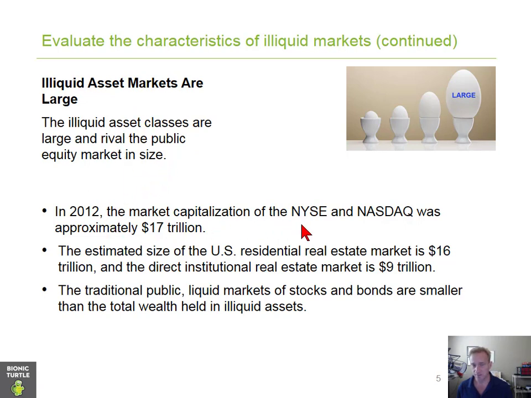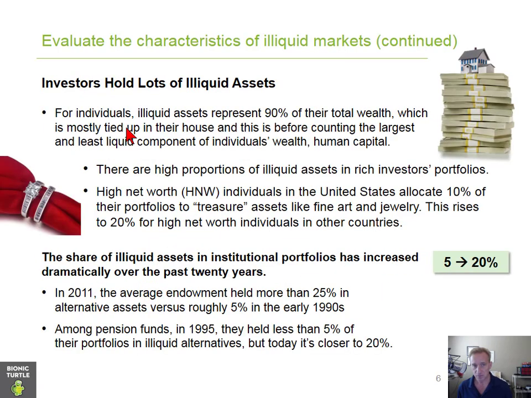Ng points out that the market capitalization of the New York Stock Exchange and NASDAQ, this goes back a few years, was 17 trillion, and that the size of the U.S. residential real estate market is almost that size. He only cited the real estate market, but to make the point that that's just a real loose lower bound, and would provide the proof that the illiquid asset markets are larger in total than the liquid asset markets.